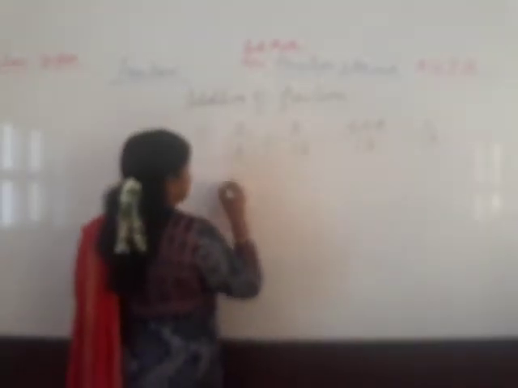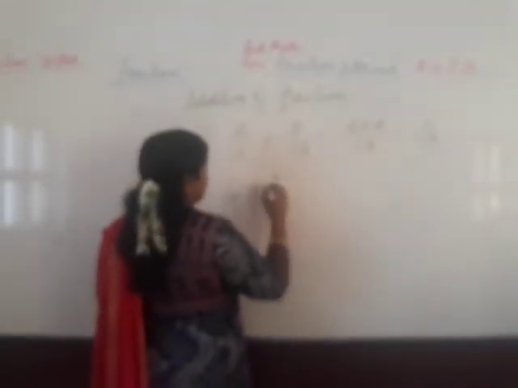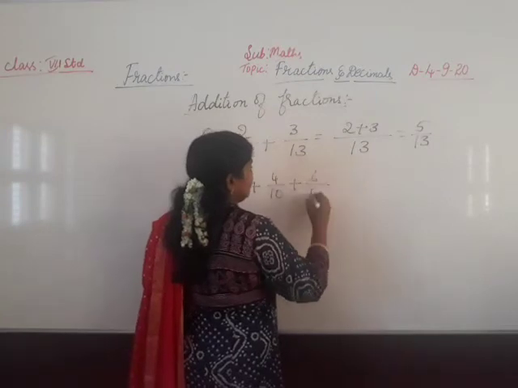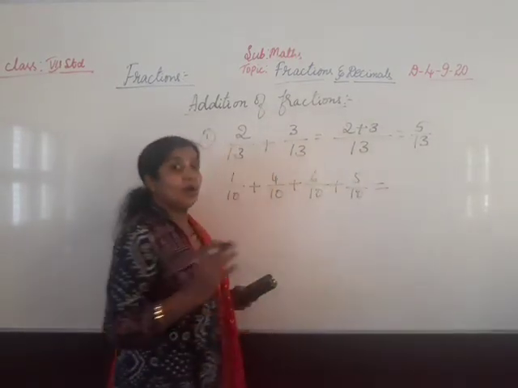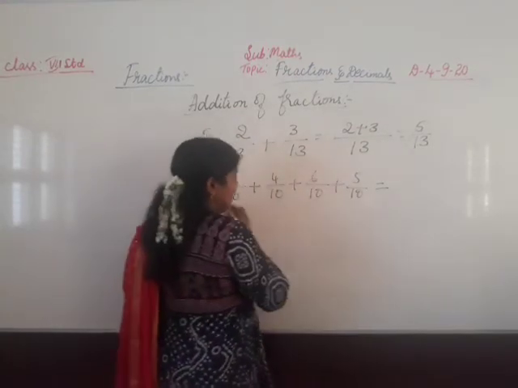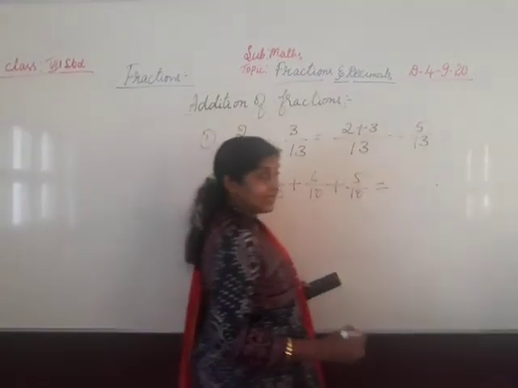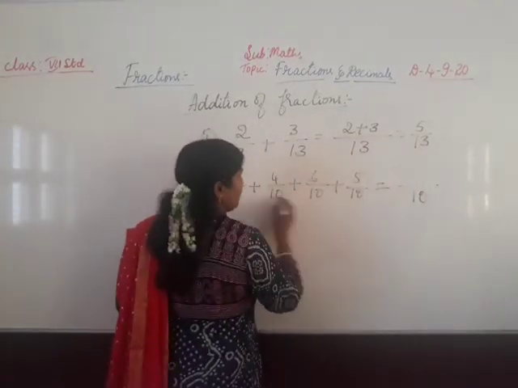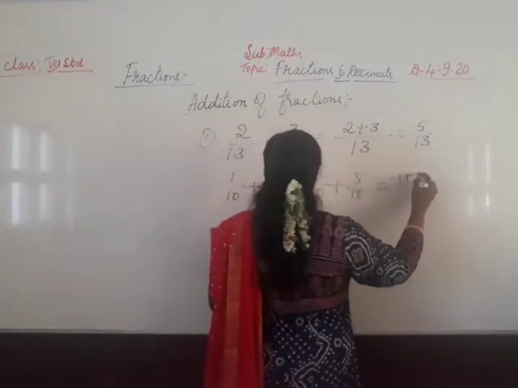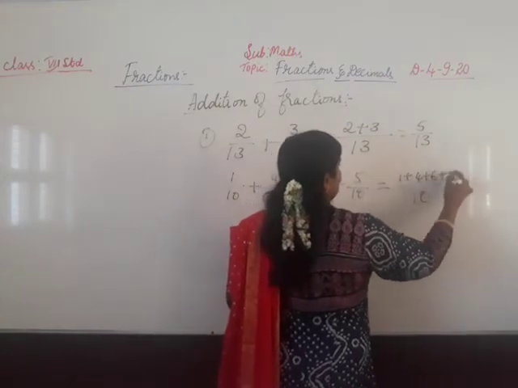If it is like this, 1 by 10 plus 4 by 10 plus 6 by 10 plus 5 by 10, it may be 2 or more than 2 also. How many tens are there? Do we have to write that many tens? No, only one 10. That means denominators are common in all the fractions. Only we have to add the numerators.